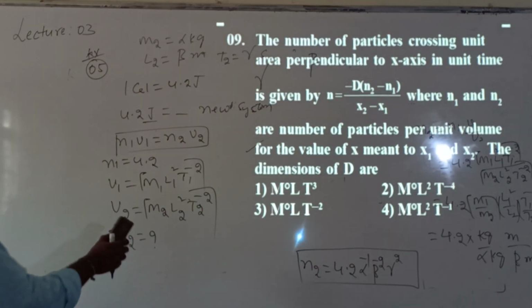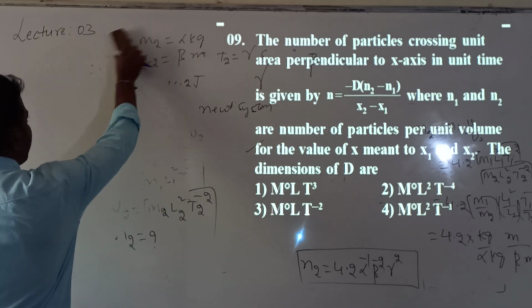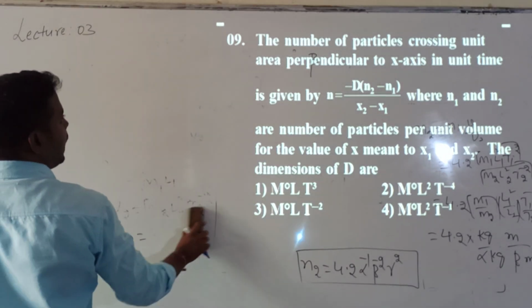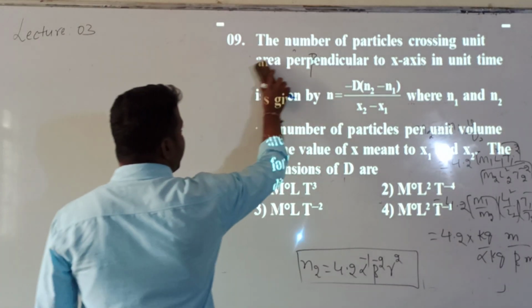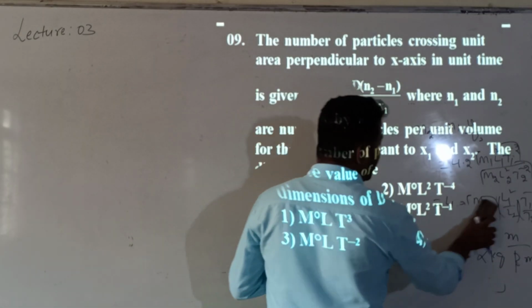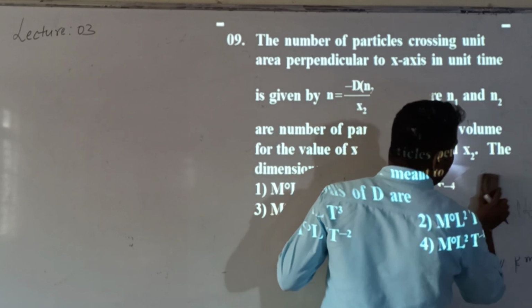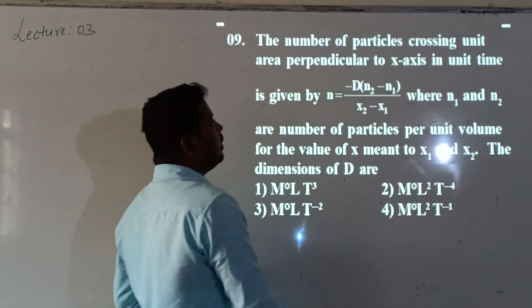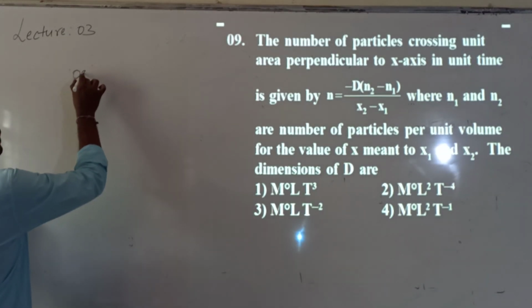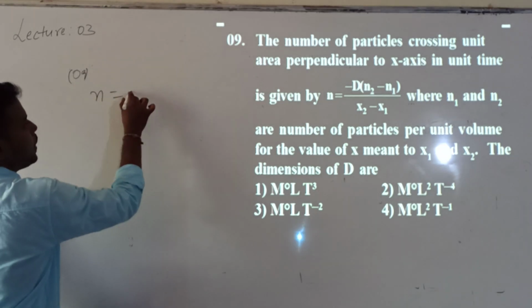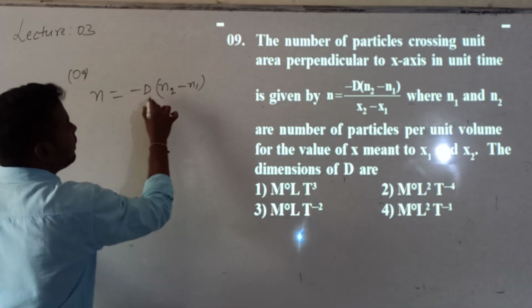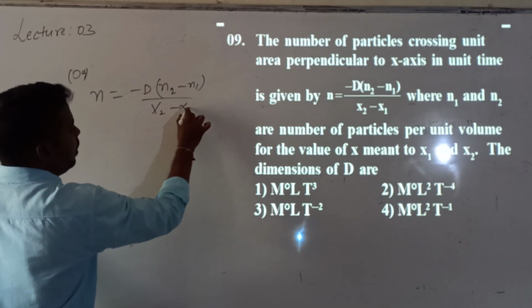Next, question number 9. A simple question. The number of particles crossing per unit area perpendicular to the x-axis in a unit time is given by a formula. What is that formula? N is equal to minus D into n2 minus n1 by x2 minus x1.